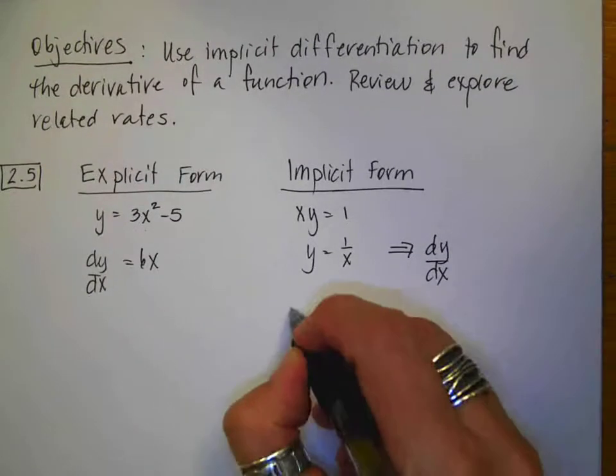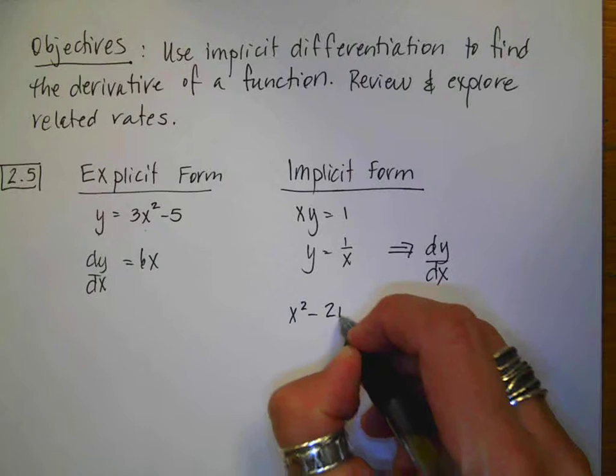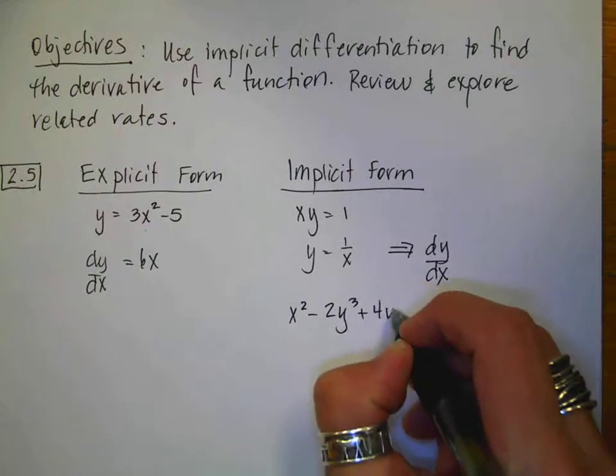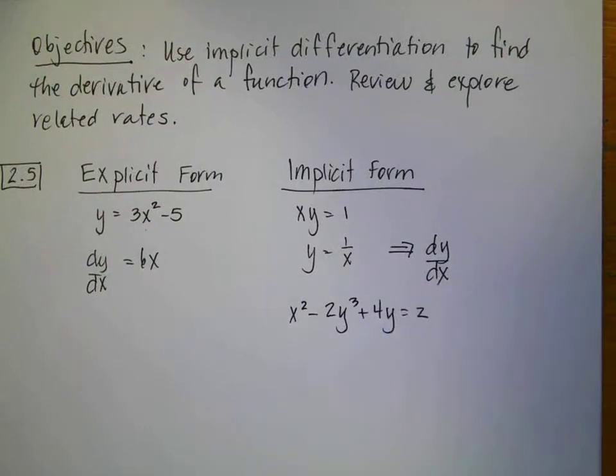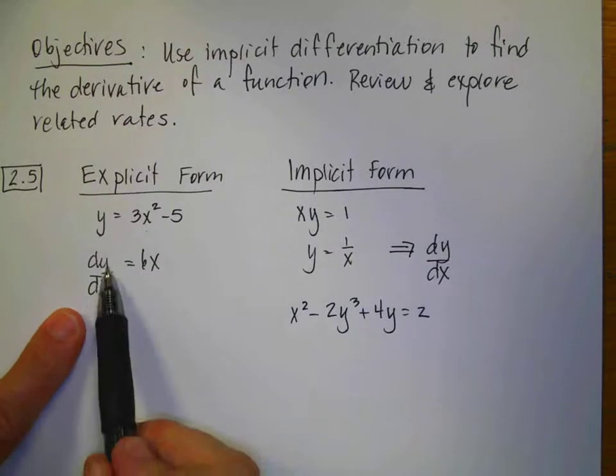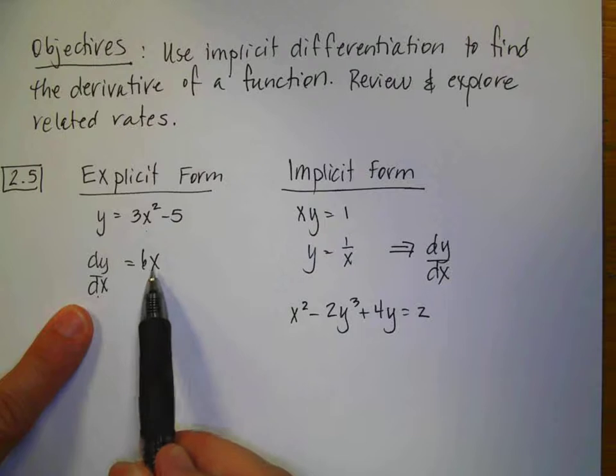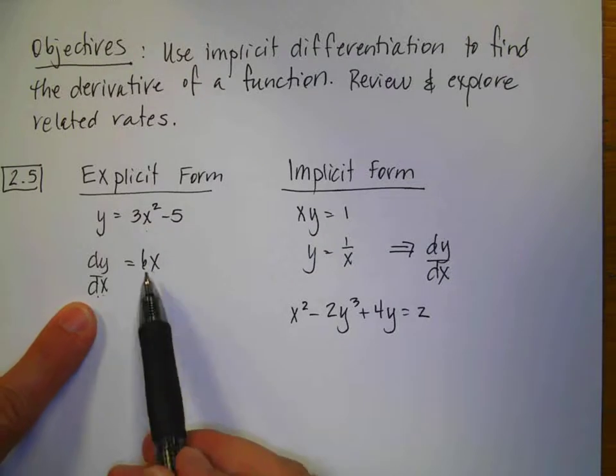But what if my equation looks something like this? x squared minus 2y cubed plus 4y is 2. If I try to isolate y and solve for y, it's really a little bit difficult. And if you'll remember, when I do implicit differentiation, when I take the derivative of a y term, I get the derivative of y with respect to x, and then when I take the derivative of this with respect to x, this is how I got this expression.